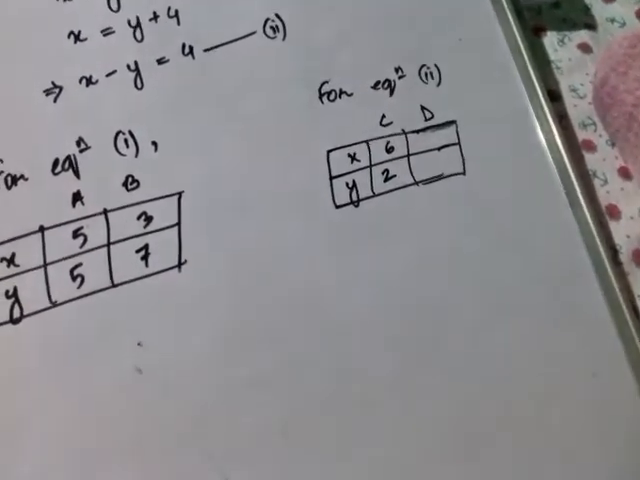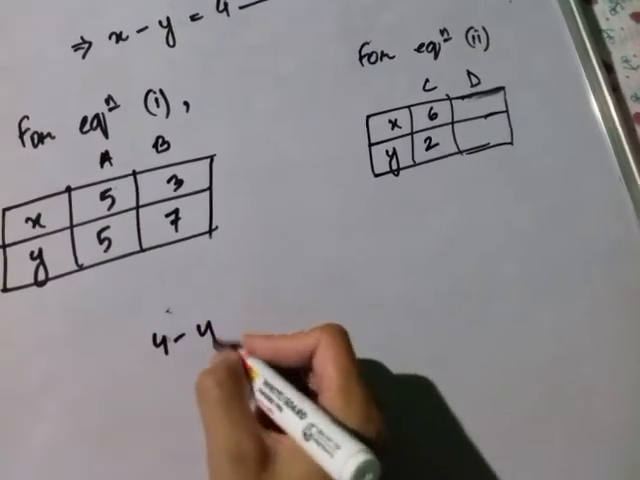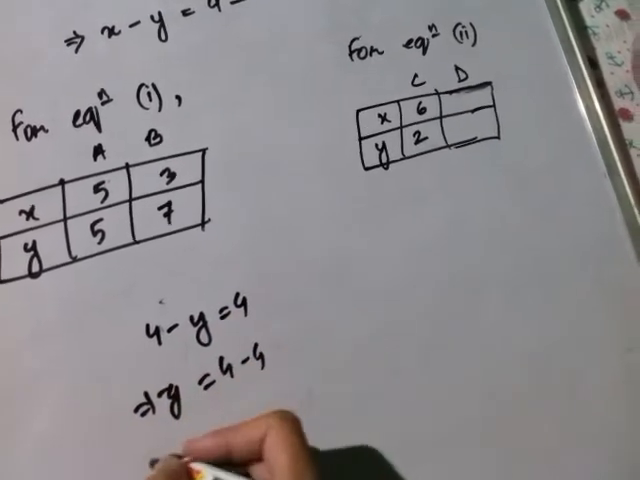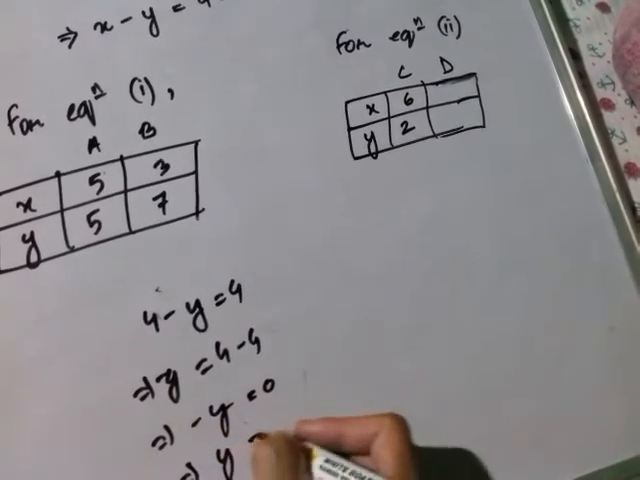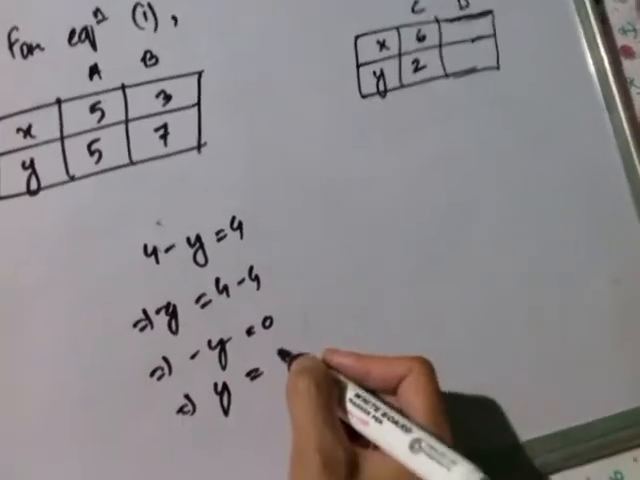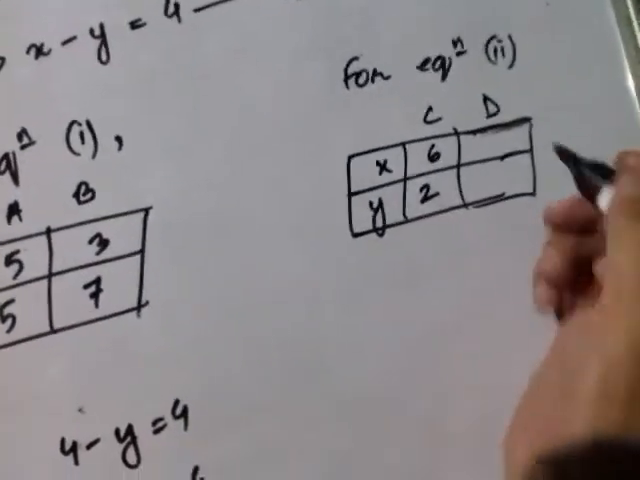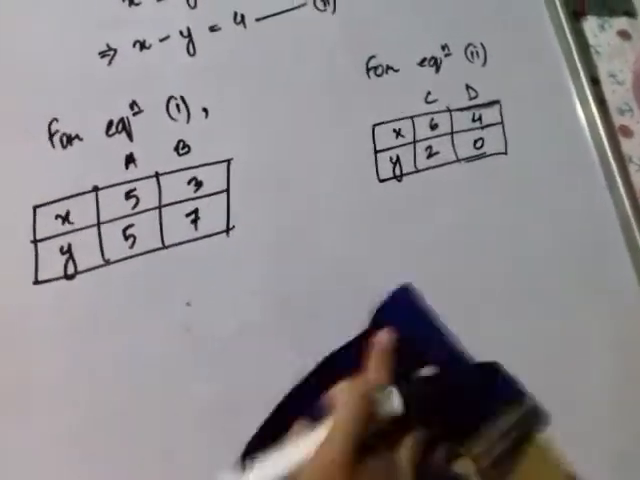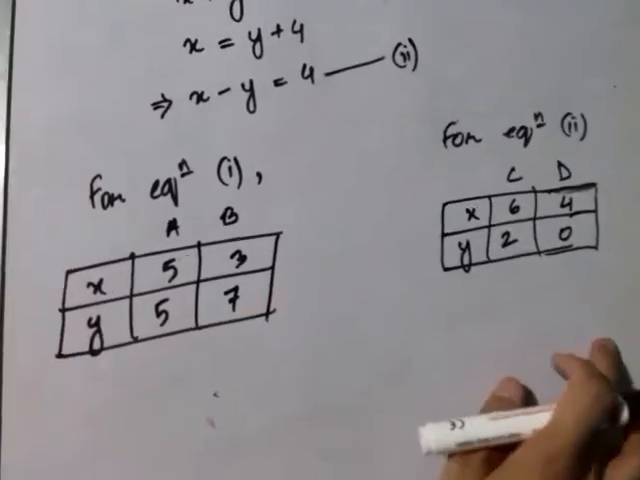Next, if you take x as 4, that is 4 minus y equals 4. Minus y equals 4 minus 4. So minus y equals 0. Minus 0 means 0. So if you take x as 4, y will be 0. So we have already found the values for equation 1 and for equation 2.